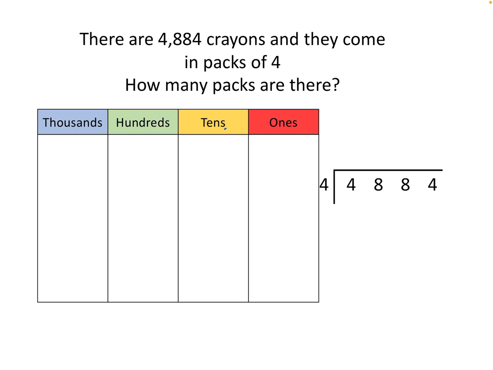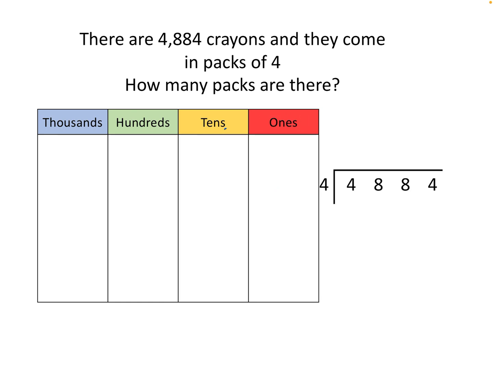So what we're going to do is, we've got a question here. There are 4,884 crayons and they come in packs of 4. How many packs are there? So what I'm going to do is I'm going to place my 4,884 crayons into this place value grid. So let's have a look.